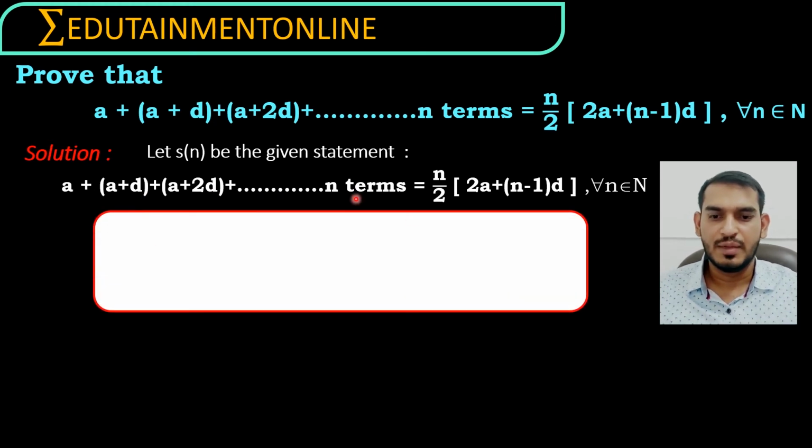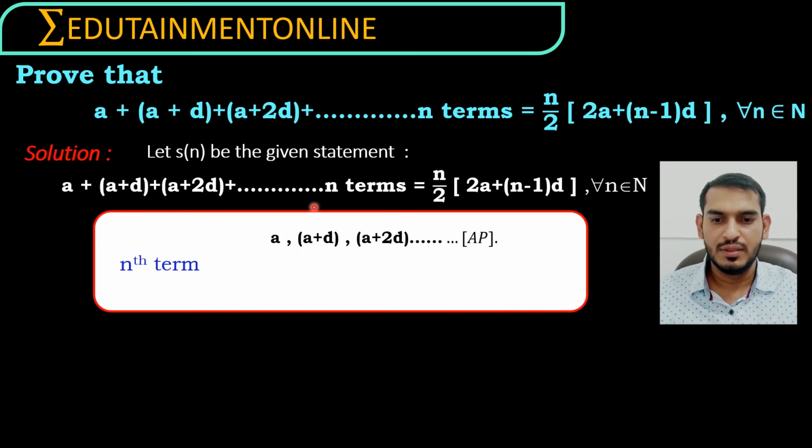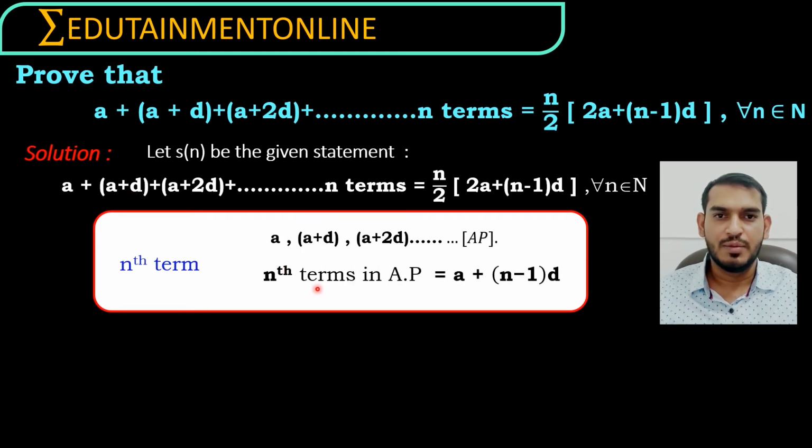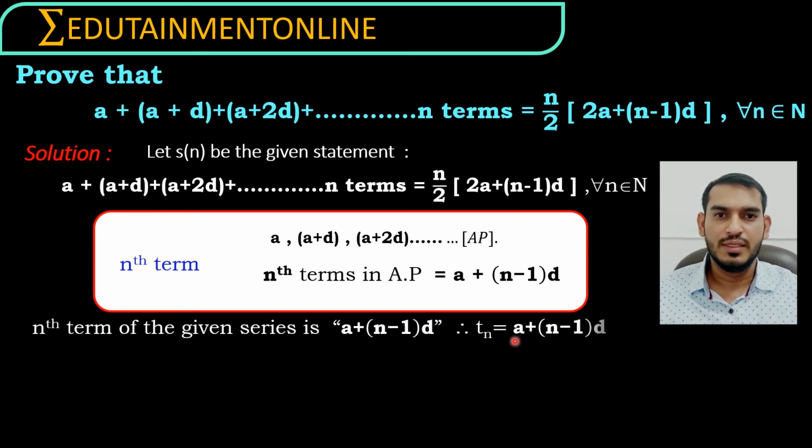The nth term of the given series is not given, but if we observe the series, this is a plus d plus a plus 2d. So this is an arithmetic progression with the common difference d in each term. The nth term of an AP is a plus n minus 1 into d. So the nth term Tn is equal to a plus n minus 1 into d.